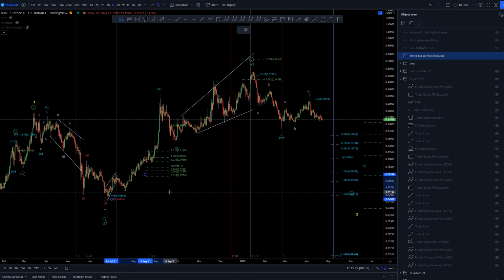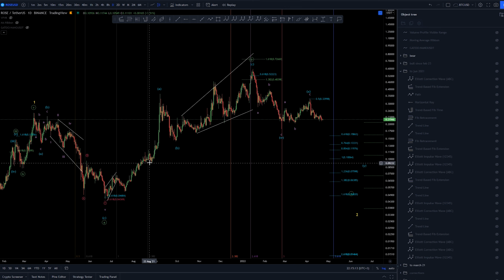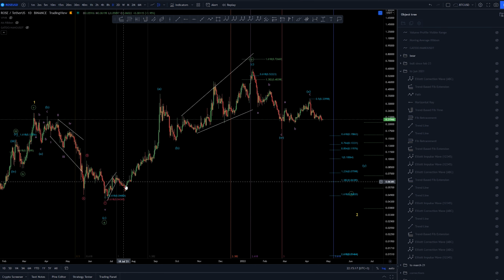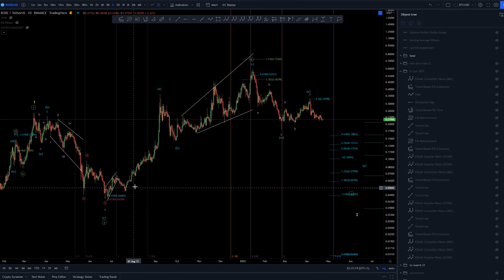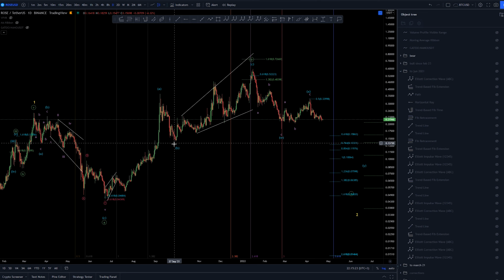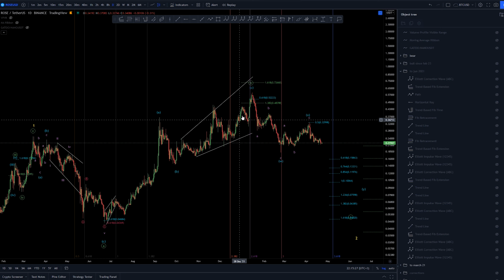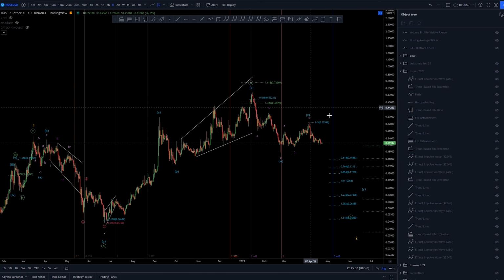The C wave extension is massive. It goes way above the 2.618, but I guess we could be saying that this is actually the pivot point for A wave, and we could have a double zigzag bringing us to the A. Now B, again, this looks like another zigzag, and again the last bit here is an expanding diagonal into the B.